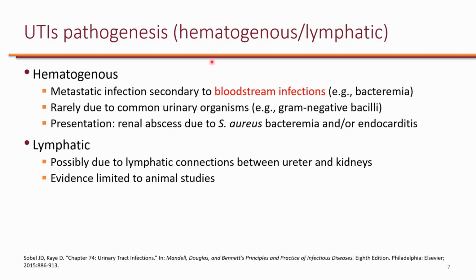Another way is if the bacteria actually come from the blood. If somebody has a bloodstream infection, because the blood goes through the kidneys, the bacteria can go from the blood to the kidneys and then from the kidneys to the bladder, causing cystitis. And the third way of getting urinary tract infection is through the lymphatic system. The lymphatic pathway is not as common. In fact, the evidence for it is from animal studies.